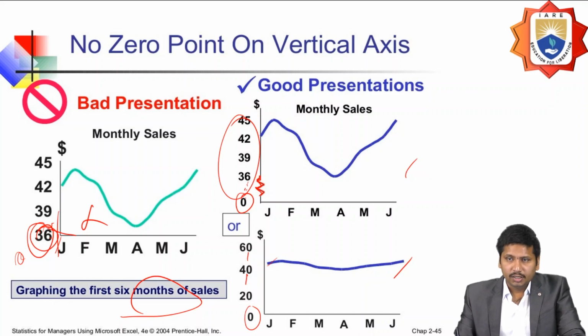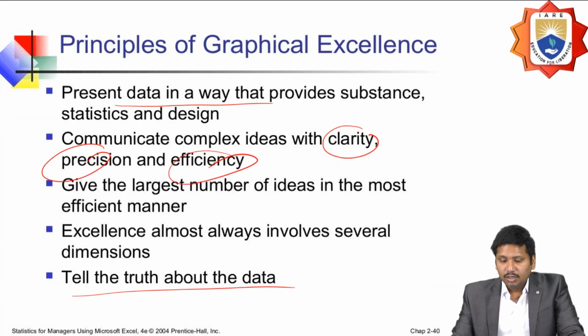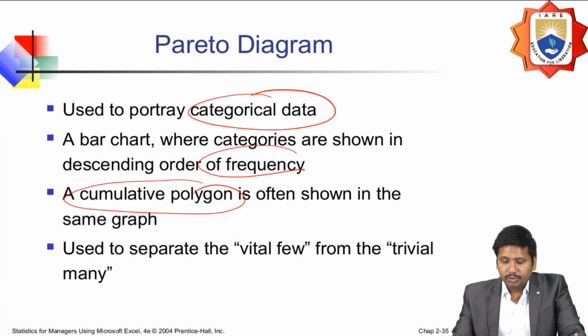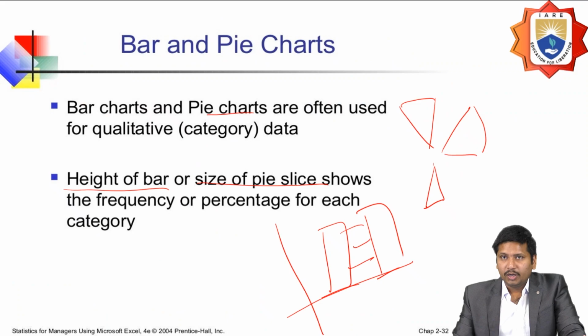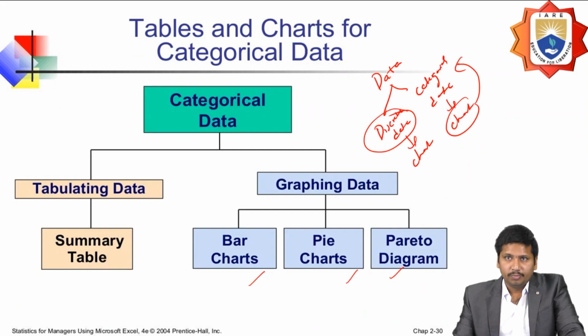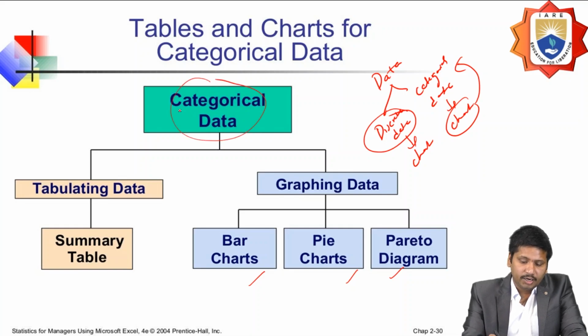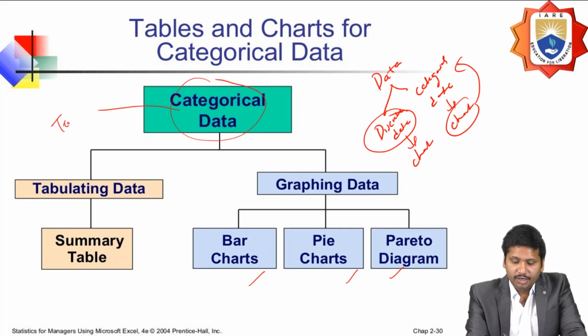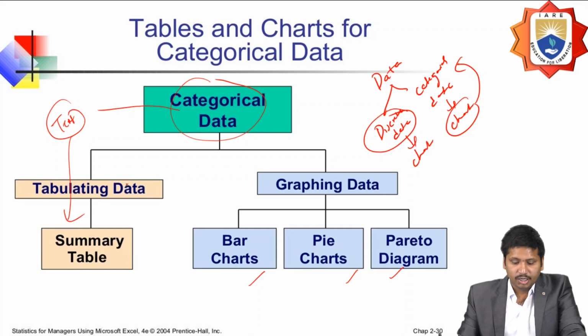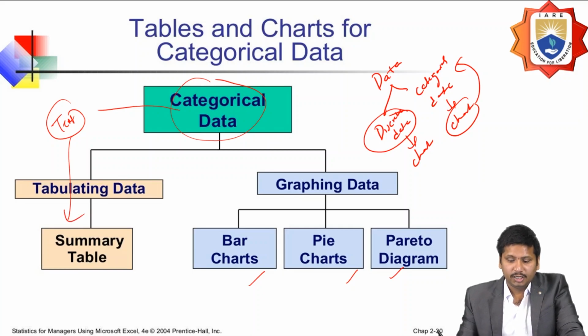So for this data visualization, there are some good and bad practices as well. In this video I'm going to cover the charts that are available for representing categorical data. The categorical data, the data that may come in the form of text, is better represented in the form of a table, where you can summarize the data.